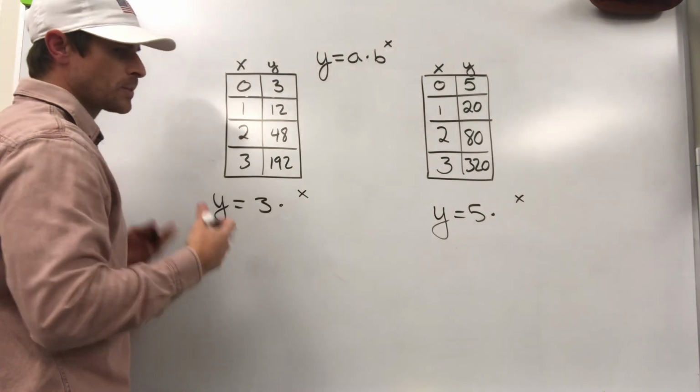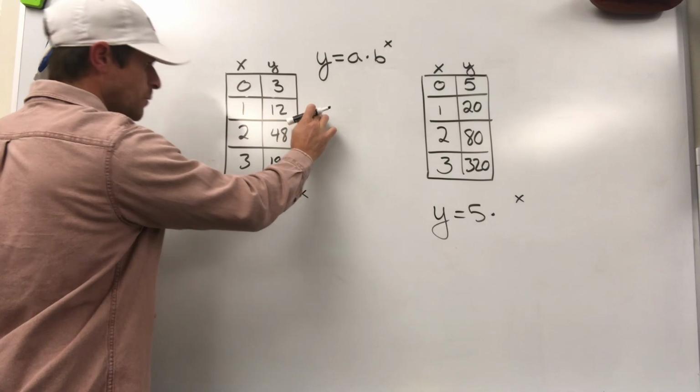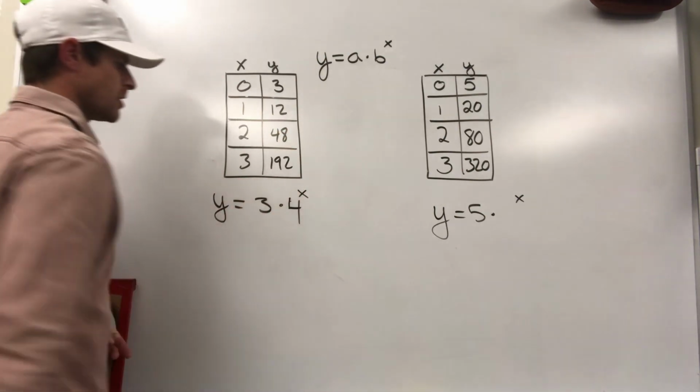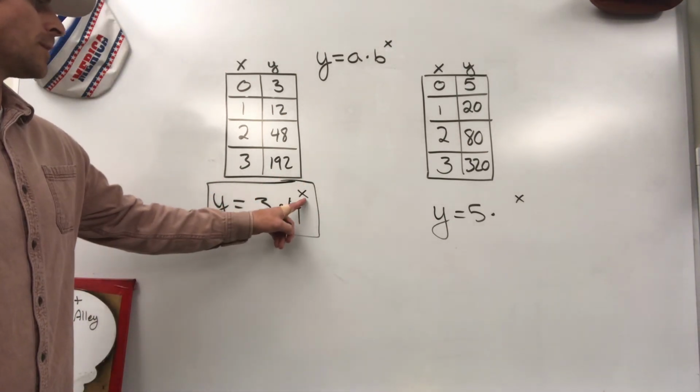Well, every time we're multiplying by 4, so 3 times 4 would make 12. 12 times 4 would make 48. And because that's the pattern, 4 is your b term. So our final answer here for this equation is y equals 3 times 4 to the power of x.